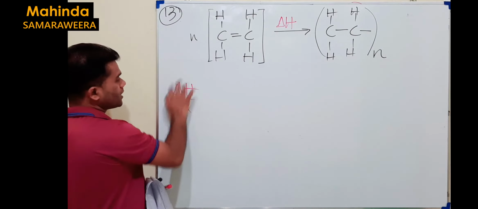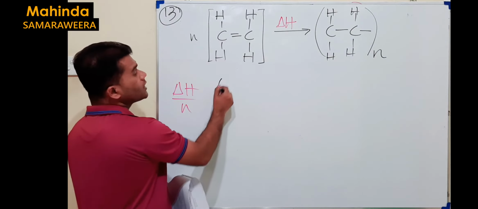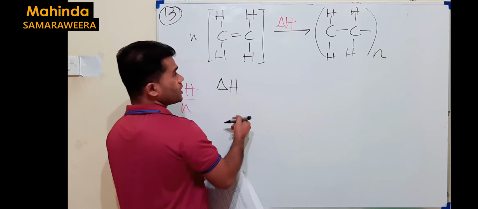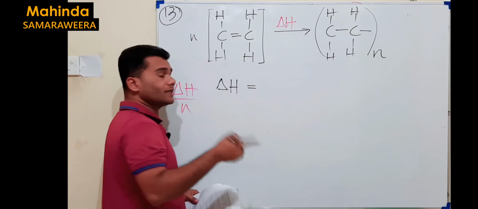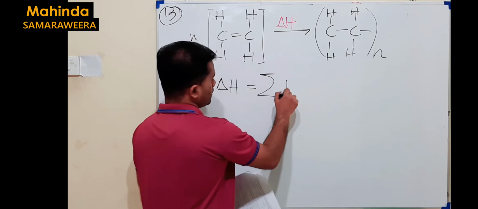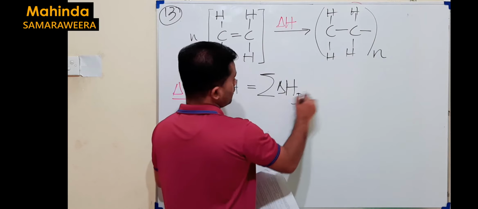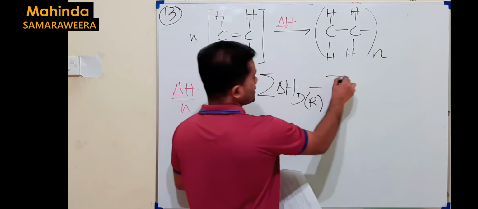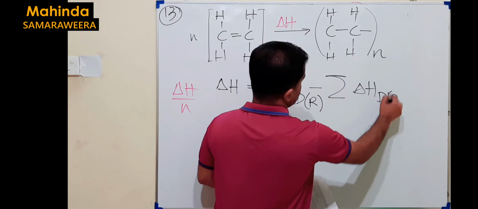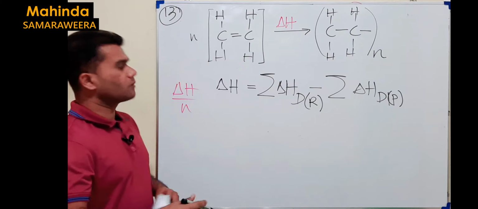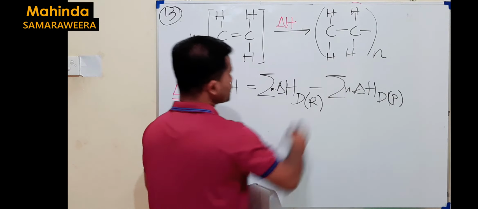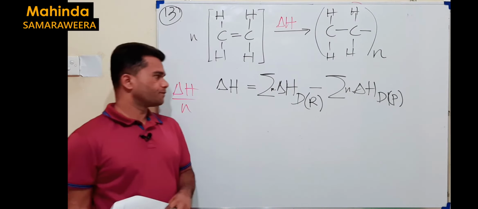But first of all, let's try to find out delta H. Normally, according to the equation you learn in theory classes, the enthalpy change of a reaction can be determined using bond dissociation enthalpies: summation of bond dissociation of reactants minus summation of bond dissociation of products. That's the equation we have, reactant minus product. But we normally multiply this by the number of moles of bonds we have.